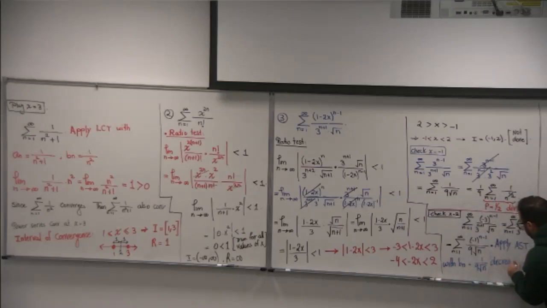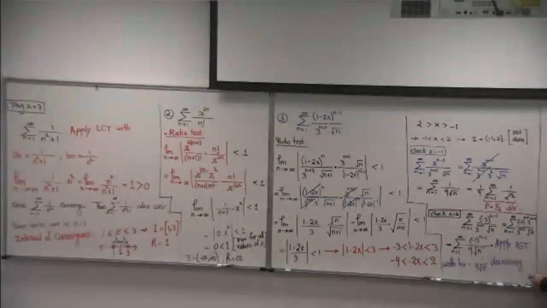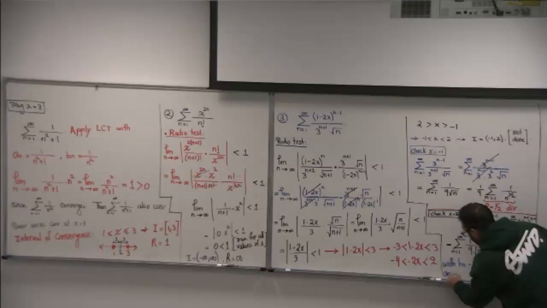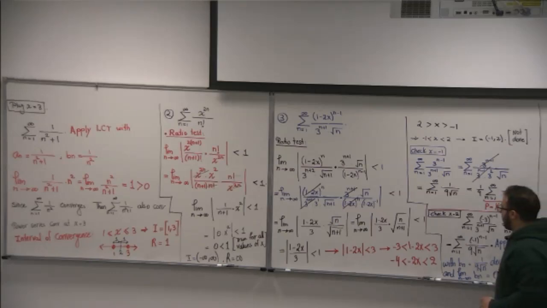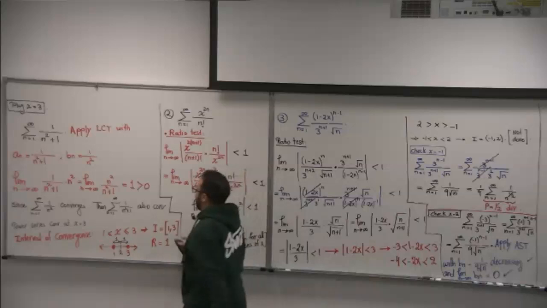You can show them the derivative, okay, and limit n goes to plus infinity of bn, just plug it, 1 over infinity, that's 0. So the two conditions are satisfied. You can check decreasing by just taking the derivative. Let me show you here.